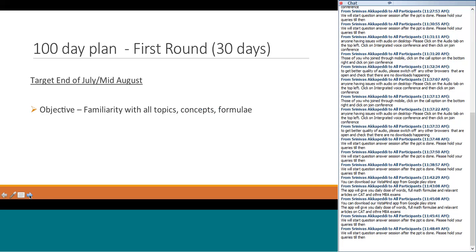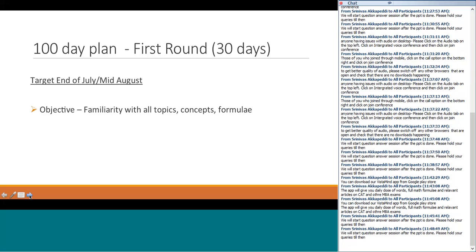So the only objective for the end of July is to get familiar with all topics, concepts and formulae, which means you need to go through all the 21 topics that I have laid down once: reading, solving the exercise. That doesn't mean you'll become better, maybe you will be only 40% good in that. That's absolutely okay.